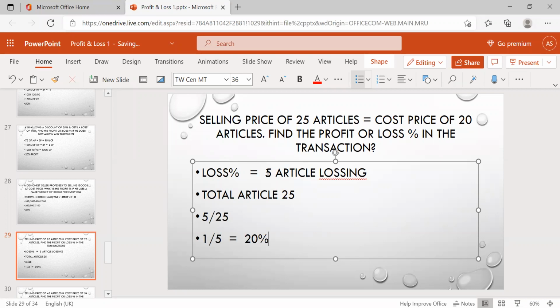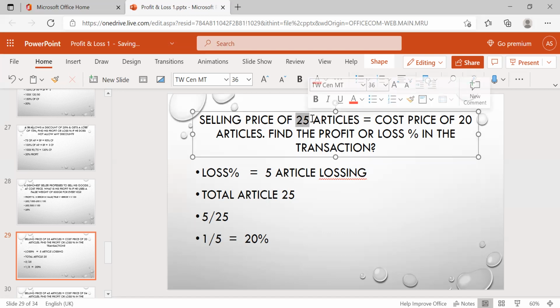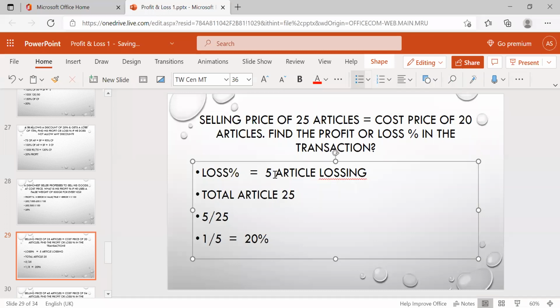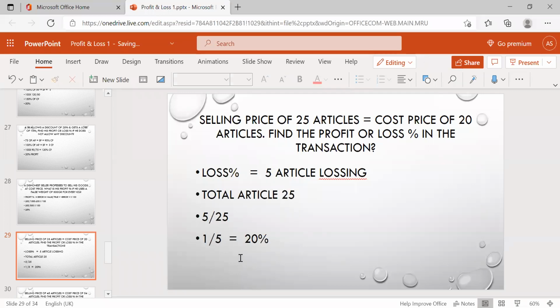So what I'm taking is, I'm selling 25 articles, but at the cost price of 20. That means what's the difference here? 5 articles. The price of 5 articles I'm losing actually. The total articles is 25. So what is the percentage of this 5 on 25? So 5 by 25 is nothing but 1 by 5 equal to 20%. Okay.